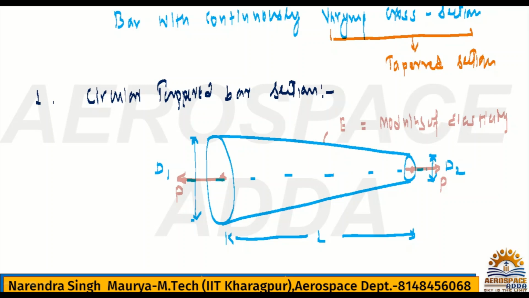So what are the given values? Given is load P, initial diameter D1, final diameter D2, length of the bar L, and the modulus of elasticity of the bar E. These values will be given to you. You have to find the change in length.